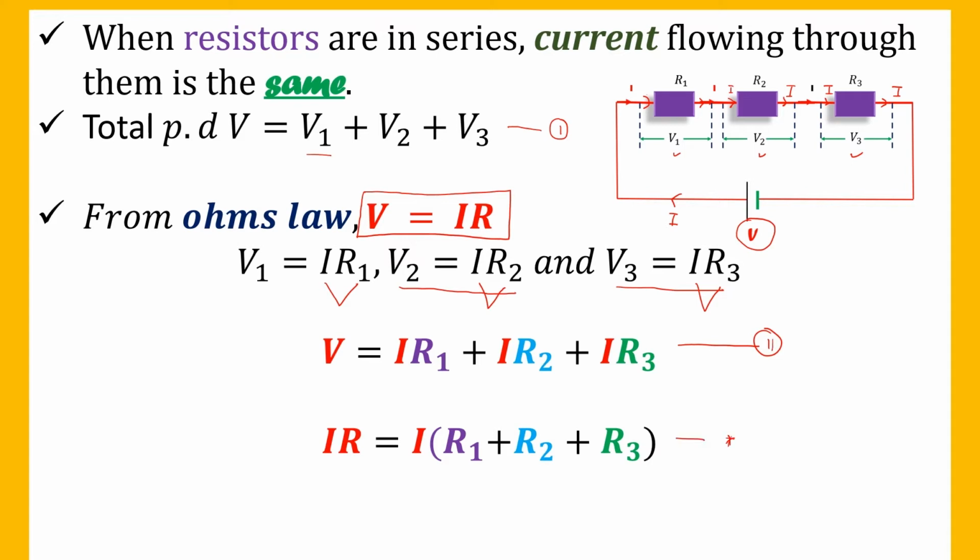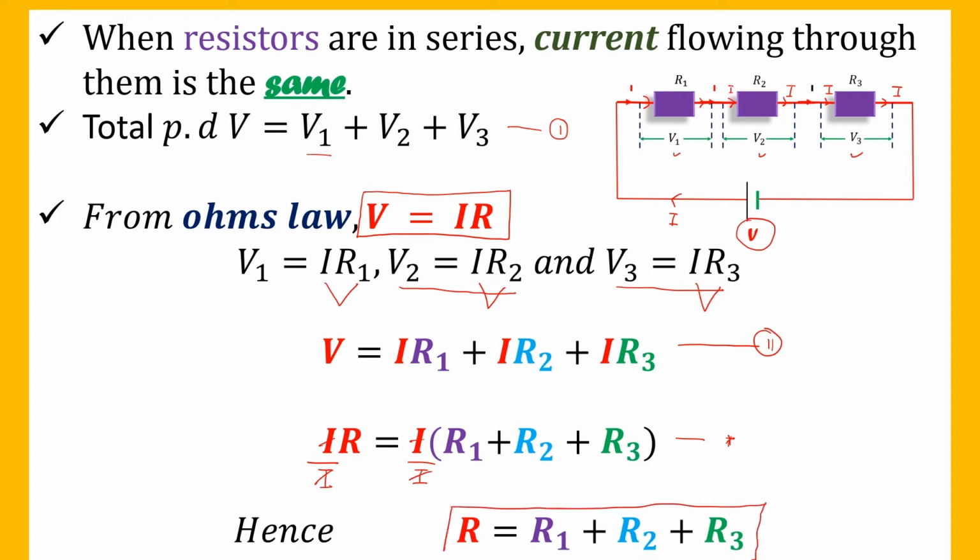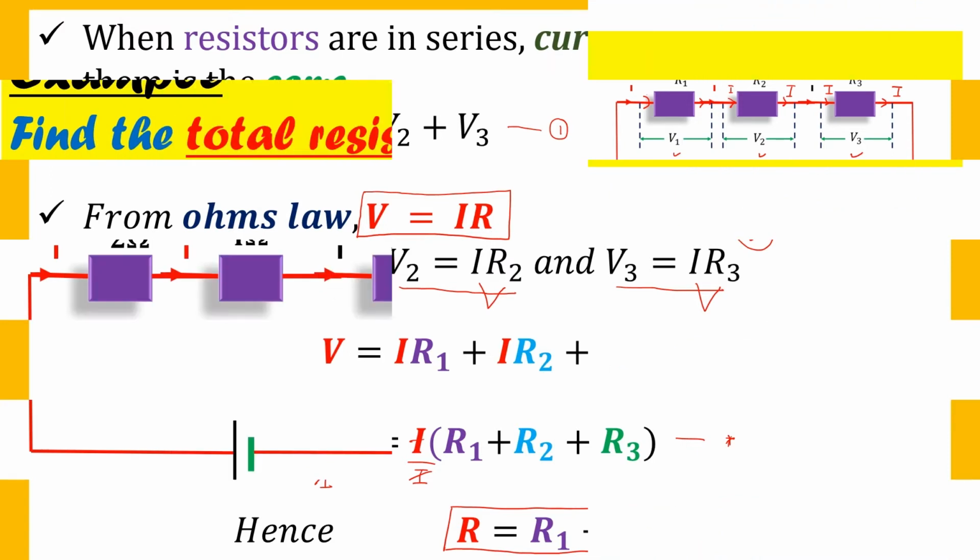When you divide through by I on both sides, that I cancels with that I, and that I with that I, and then you come up with this expression: R equals R1 plus R2 plus R3, where R is the total resistance. Let us look at this example.